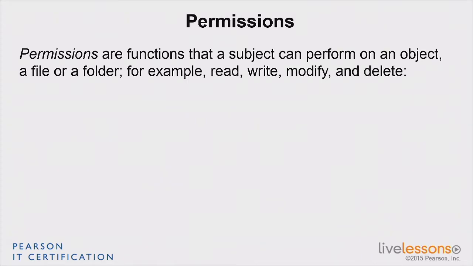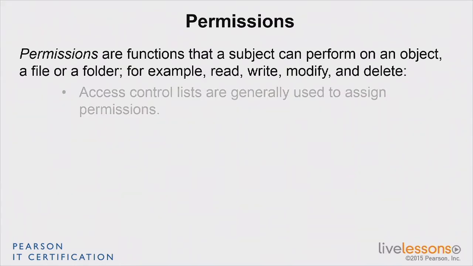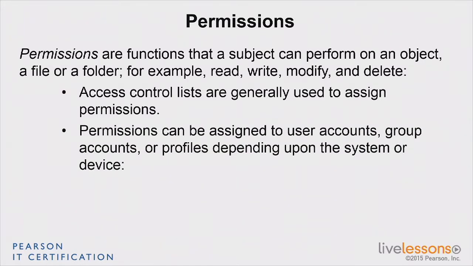Permissions are functions that a subject can perform on an object, a file, or a folder. For example, the permission to read a file, the permission to write to, or to modify, or delete. So rights are an action a subject can take. Permissions are functions that a subject can perform on an object. Access control lists are generally used to assign permissions, but not always. And permissions can be assigned to user accounts, to group accounts, or profiles, depending upon the system or device.